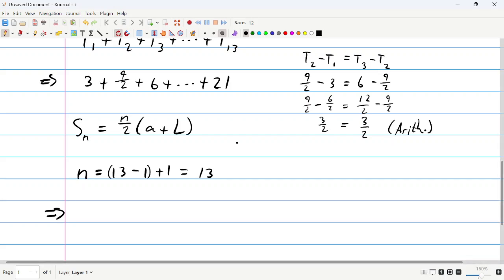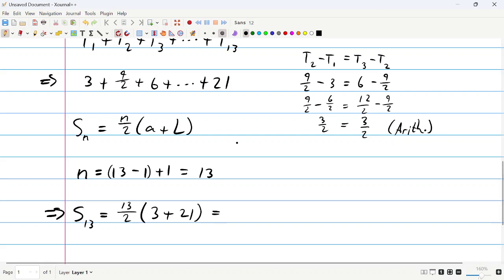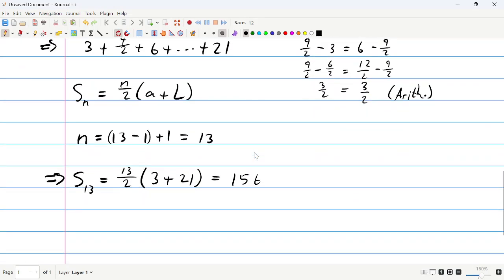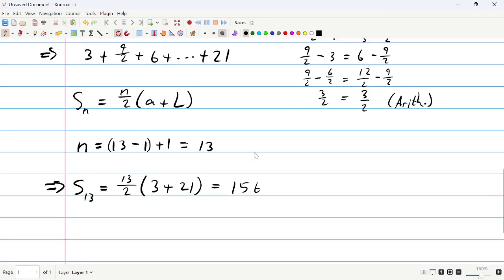So therefore, this implies we're finding the sum to 13 terms. We have n equals 13, so it's 13 over 2, multiplied by a, which is 3, plus the last term, which is 21. And then what do you notice? The answer is just going to be 156. So that is essentially how we use summation in order to find the series. That's basically all you really need to know with the summation.